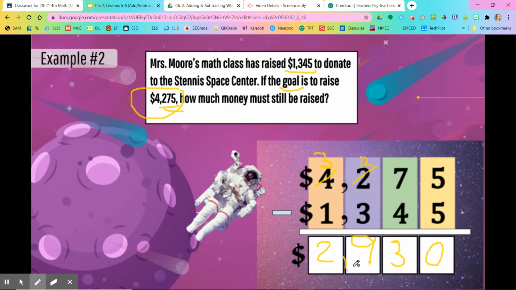So I have $2,930 remaining. But let's check this problem. Let's see if my answer is correct. My difference, let's check it with addition. So start with your difference. We're going to check it with the opposite operation, the inverse operation of subtraction, which is addition. I'm going to go backwards.